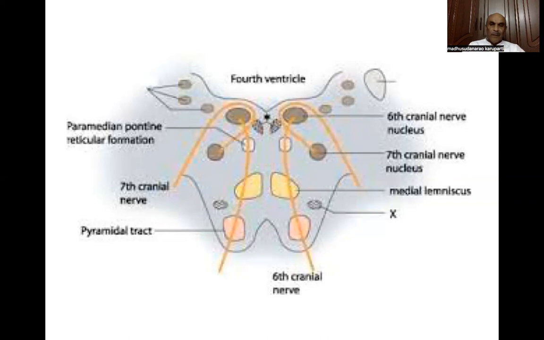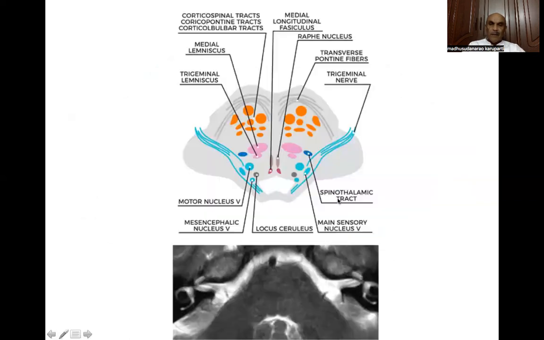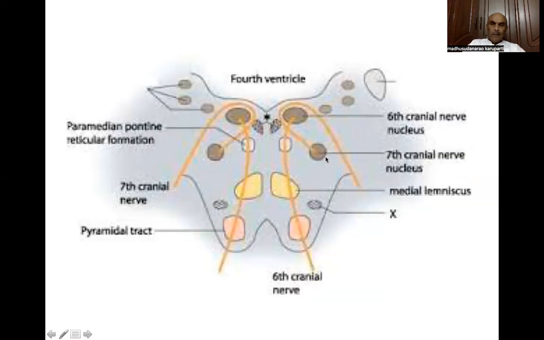Okay, this is the abducens nerve nucleus, located more at the floor of the fourth ventricle. That is more dorsally and towards the midline. The nucleus is looped by the fibers of the facial nerve. So when the abducens nerve nucleus is affected, the fibers of the facial nerve are involved.